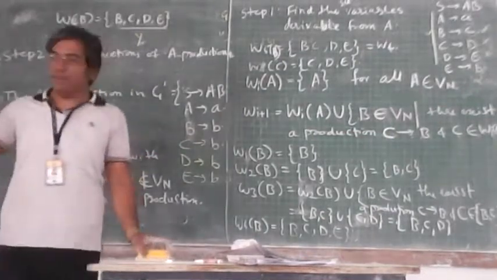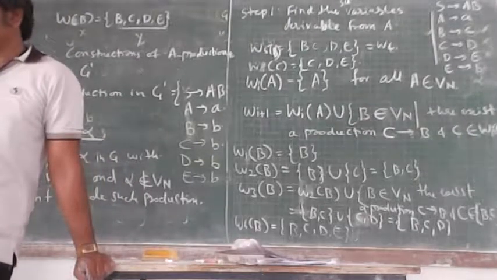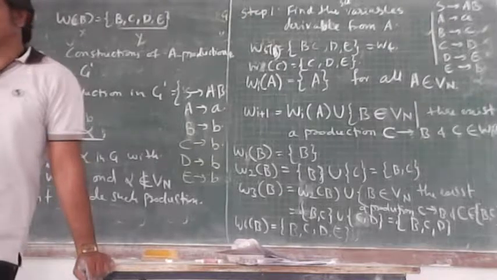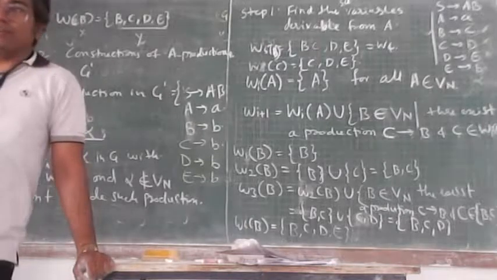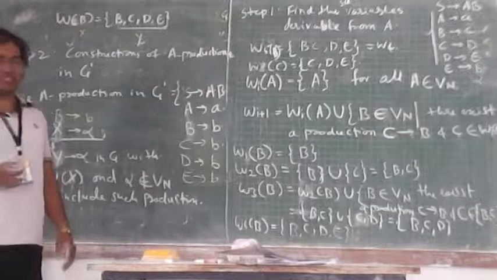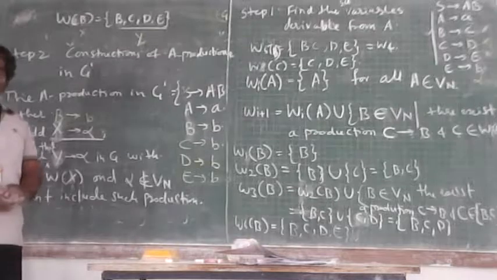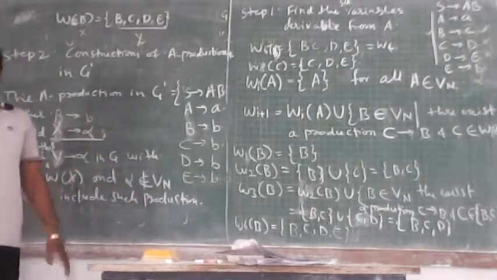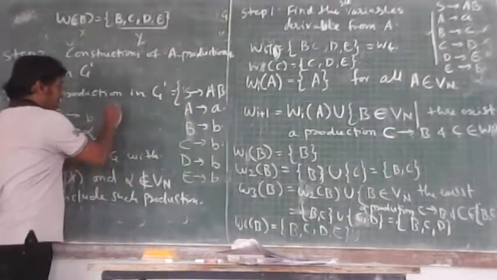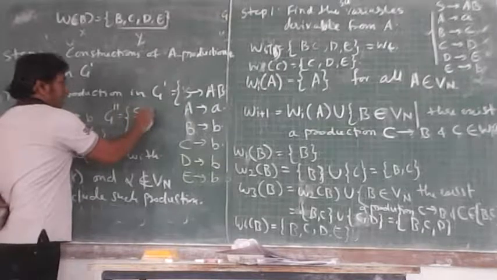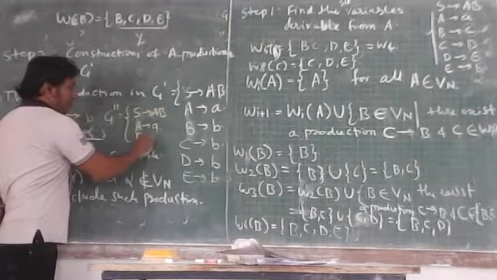What? Removing what production? Not null. Construction of reduced grammar. Okay? In the construction of reduced grammar, what I do? I remove all useless productions and I get the reduced form of a grammar, and such grammar we have to prepare for this. And after reducing, what do I get? I will get G double dash as S implies AB, A implies A, B implies B.